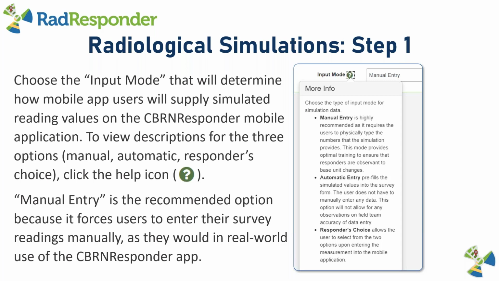But there is an automatic entry option where that simulated value will just automatically populate into the survey form, or you could give them the choice whether they wanted to use the automatic entry option or manual entry, and they can make their decision at the mobile app level, the user can.